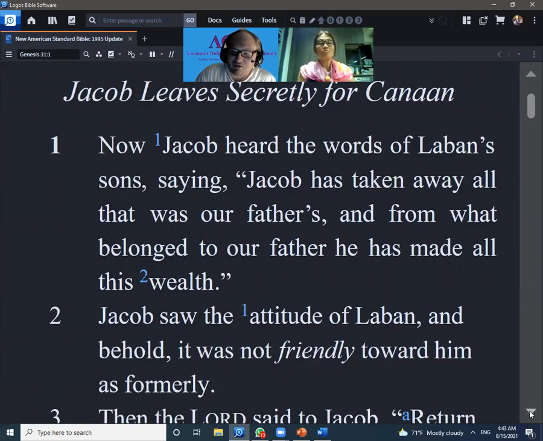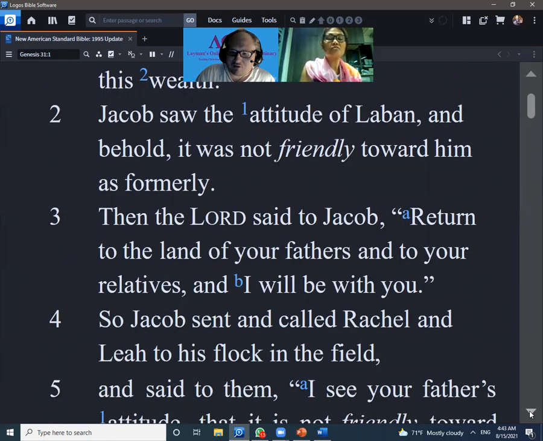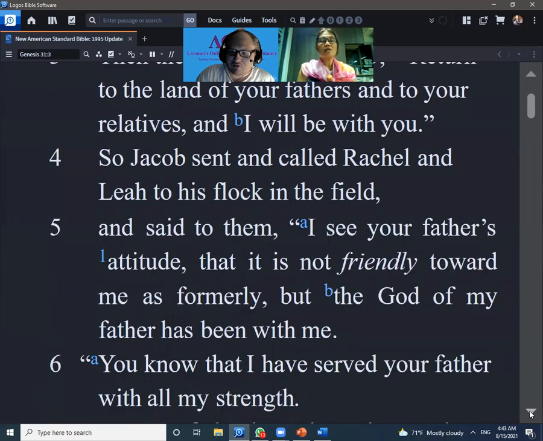Now Jacob heard the words of Laban's sons saying, "Jacob has taken away all that was our father's, and from what belonged to our father, he has made all this wealth." Jacob saw the attitude of Laban, and behold, it was not friendly towards him as formerly. Then the Lord said to Jacob, "Return to the land of your fathers and to your relatives, and I will be with you."